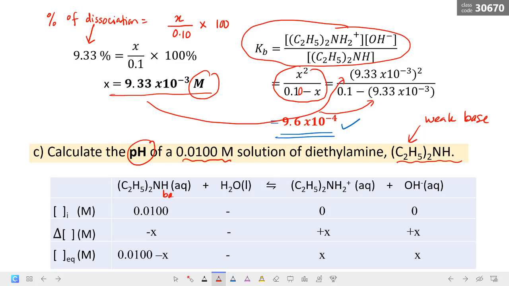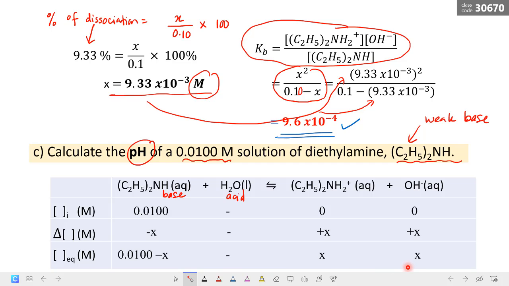So this is base. Jadi air sekarang berperanan sebagai acid. So water will donate its proton to base. So bila water donate its proton to the base, water akan jadi OH minus or hydroxide ion. And the base diethylamine will form the conjugate acid. Okay. Lepas tu lengkapkanlah table tu. Initial concentration of the amine given is 0.0100. Okay. Initial concentration of the ions are 0. Okay, lengkapkan minus X, plus X, plus X. And this is the expression at equilibrium.